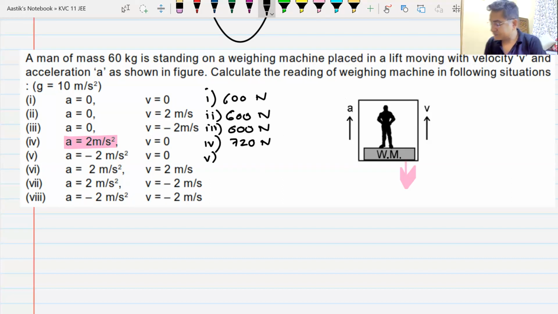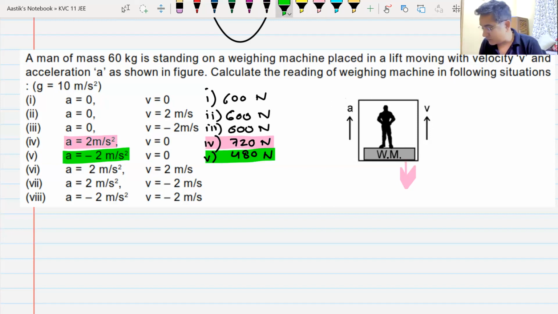5th one. The acceleration is negative now. Negative means it is moving down. Negative 2 meters per second squared. What is the answer in this case? Case number 5. 480 newtons. Now the lift is accelerating downwards, so I have to apply a pseudo force upwards. So your effective g becomes g minus a, 10 minus 2, 8. And 8 multiplied by 60, 480, would be the answer in this case. Everyone understands this? Pink one is the case when the lift is moving up with an acceleration. Green one is the case when the lift is moving down with an acceleration.